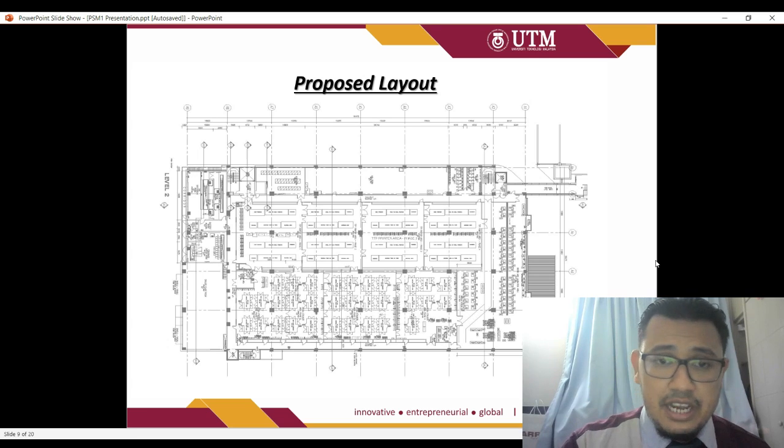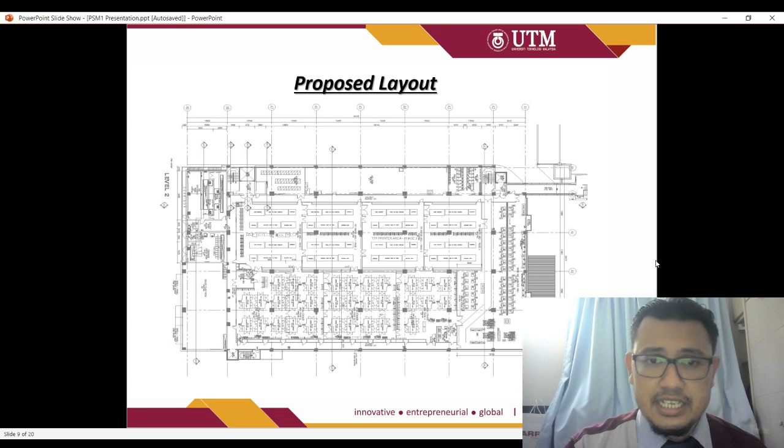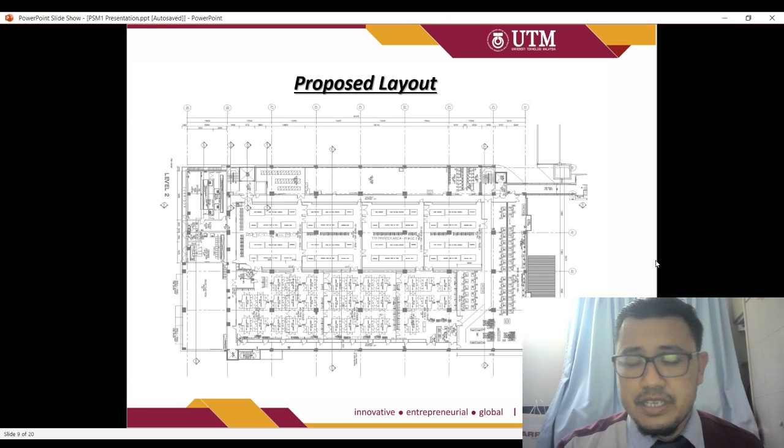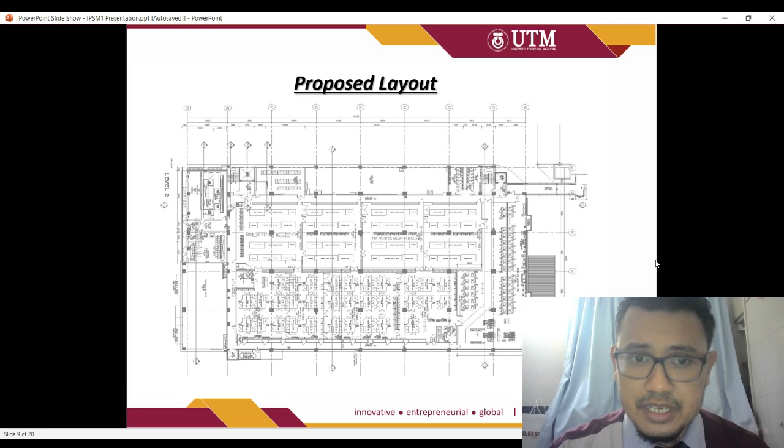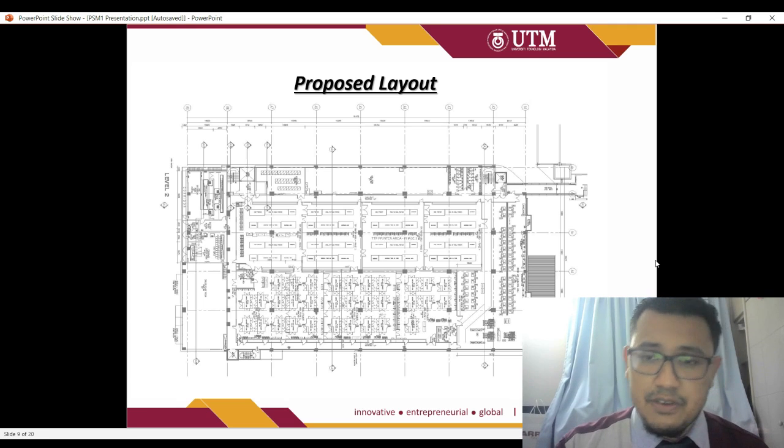Then this is the proposed layout with all the machines inside the clean room, and all the levels which have clean room area for this building.